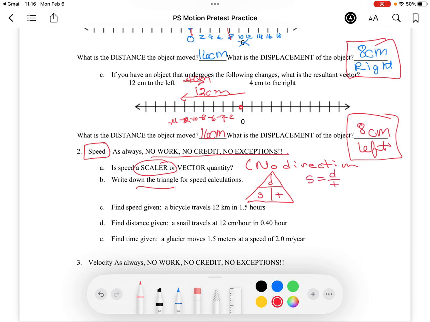Write down the triangle for speed calculations. Speed equals distance divided by time. So I'm also going to write speed equals d over t. D equals s times t. And t equals d over s. Make sure you know how to do those calculations.